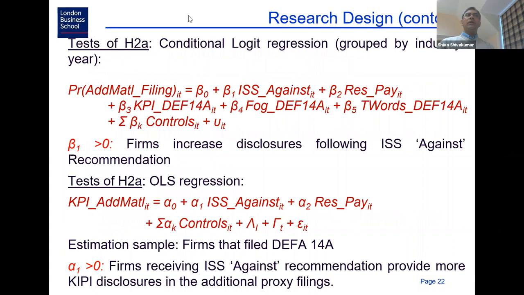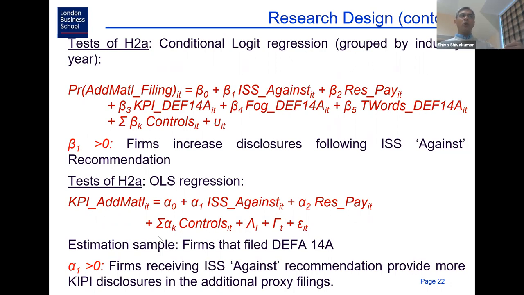We are going to test hypothesis H2, which pertains to firms that have received an ISS against recommendation. So we are going to see whether firms that have got an ISS against recommendation, which is captured by this indicator variable, offer more filings. That is, they are more likely to file an amendment to the proxy materials. That's the DEF A14A filing.